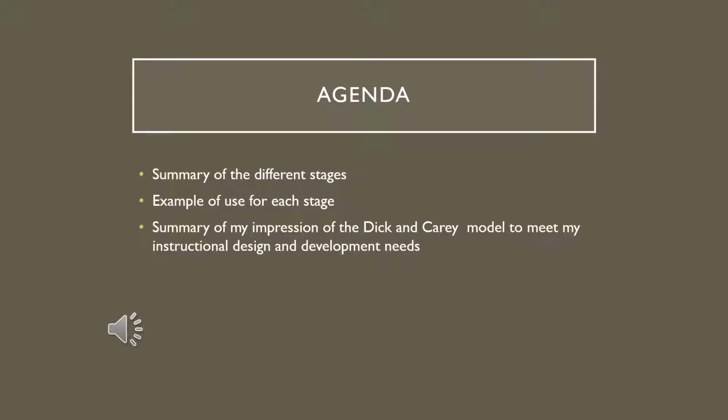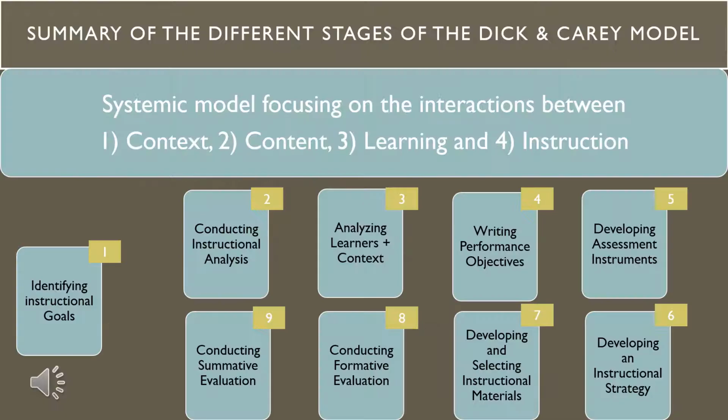I will cover the summary of the different stages of the Dick and Carey model. Then I will look at examples of use, and I will end up with the summary of my impression of the model, depending on my needs. So the Dick and Carey model is a systemic model focusing on the interactions between context, content, learning, and instructions.